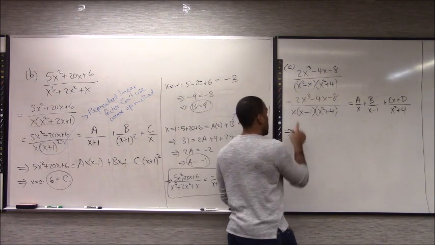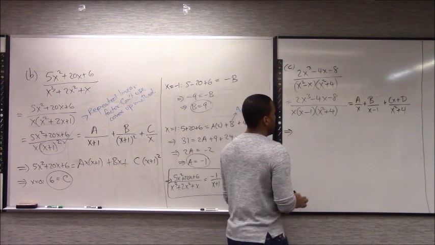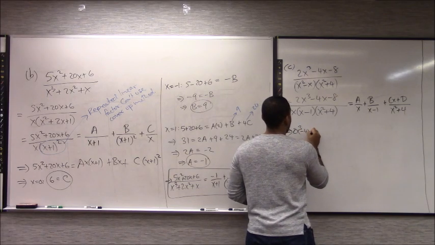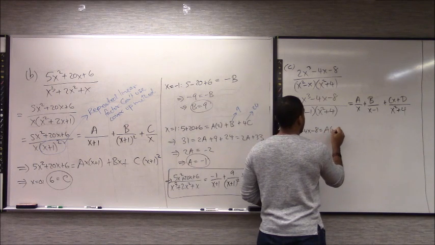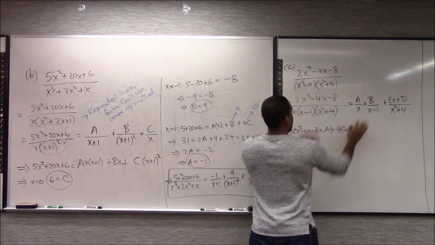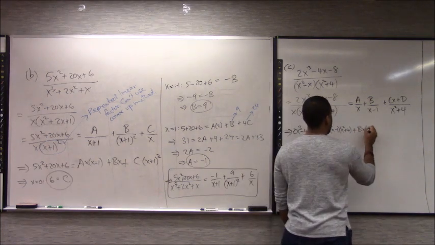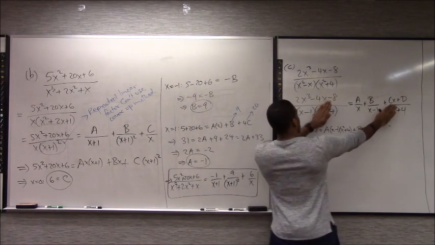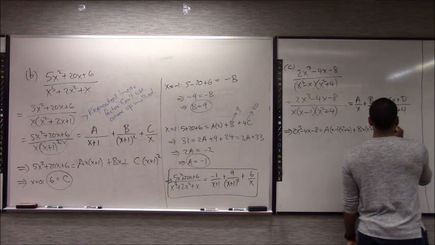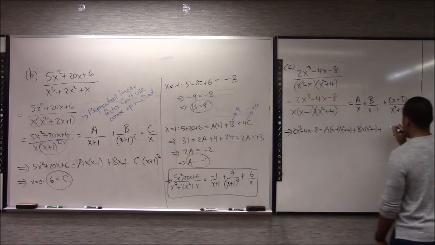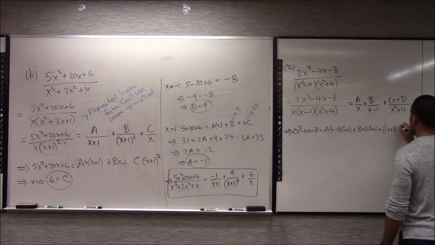So what we're going to do is multiply both sides by this. For the A term, the x's are going to cancel. So I'm going to have A times the x minus 1, x squared plus 4. For the B, the x minus 1s are going to cancel. I'm going to have B times x squared plus 4. And for this one, the x squared plus 4s are going to cancel. So I'm going to have Cx plus D times x minus 1.